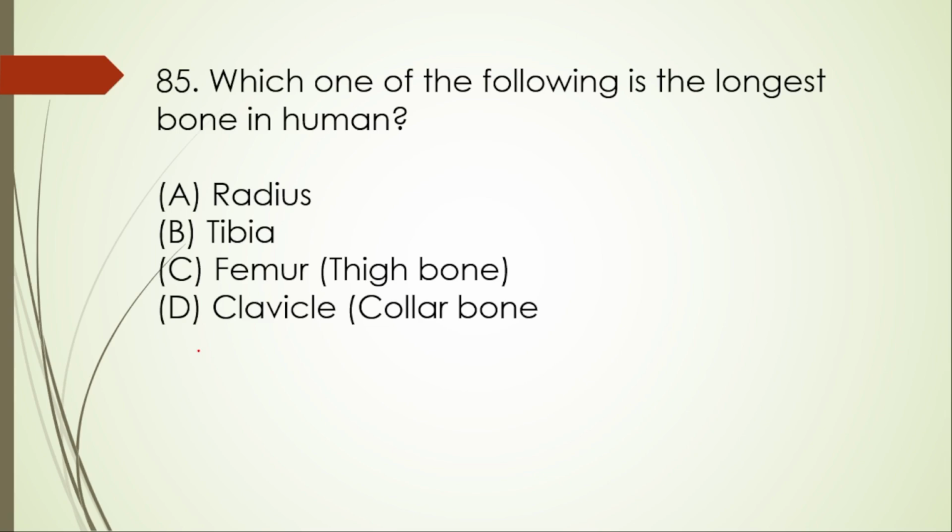Which one of the following is the longest bone in the human? Radius, tibia, femur, and clavicle. Femur is the thigh bone, whereas clavicle is a collarbone. Here the right option is option C, femur. Longest and strongest also.